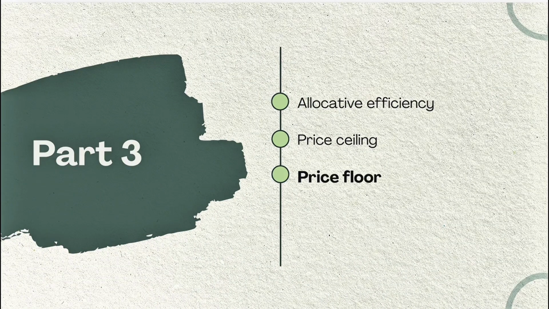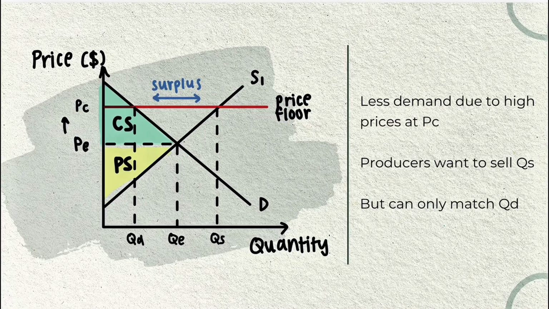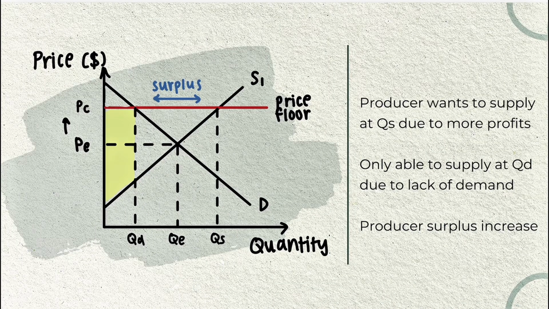Now moving on to the case of a price floor. The price floor increases the price from PE to PC. This leads to a fall in quantity demanded from QE to QD. But due to much higher prices, producers will want to sell their products at QS, which, as you can see, there's a surplus of products. And as the producer wants to supply at QS for more profits, they are only able to supply at QD due to the lack of demand.